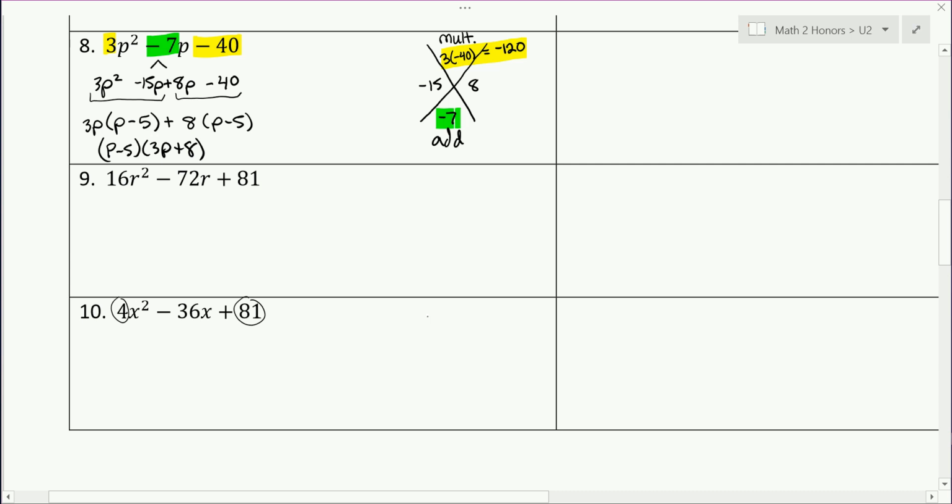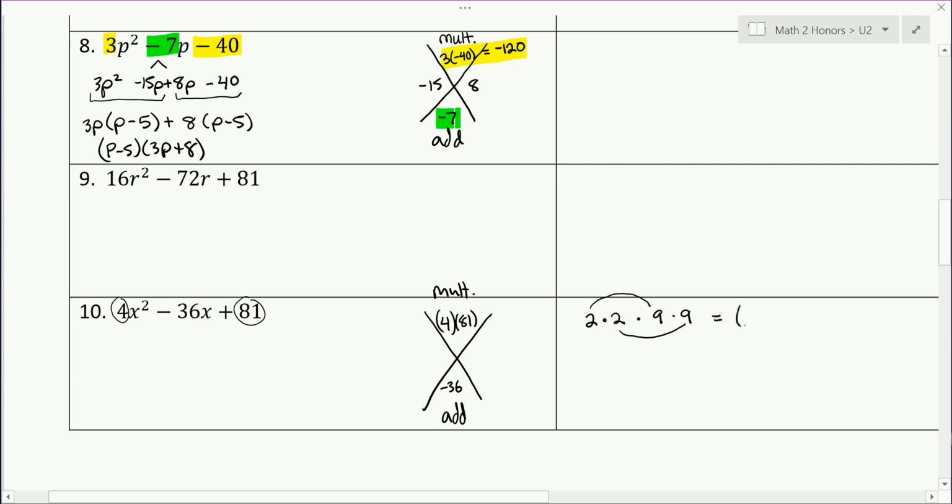So you start the same way and say, okay, what two numbers multiply to 4 times 81? And I'm not going to even multiply them out. I'm just going to leave it 4 times 81 and add to negative 36. Well, 4 times 81 are both perfect squares. So 4 is 2 times 2. 81 is 9 times 9. And so if you pair them up, you kind of split them up. So I take one of the 2s with one of the 9s and the other 2 with the other 9.